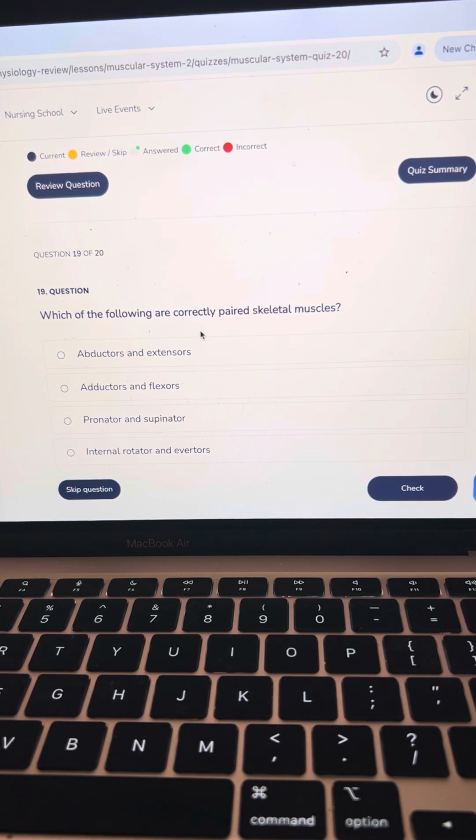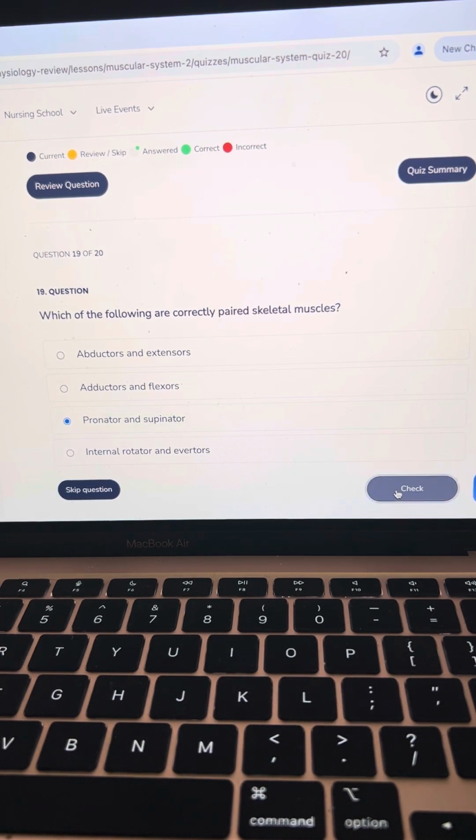Which of the following are correctly paired skeletal muscles? Okay. Abductors and extensors. Adduction and flexors. Pronator and supinator. Internal rotator and everters. And I'm going to say pronator and supinator because these two basically do go together. All these others do not.